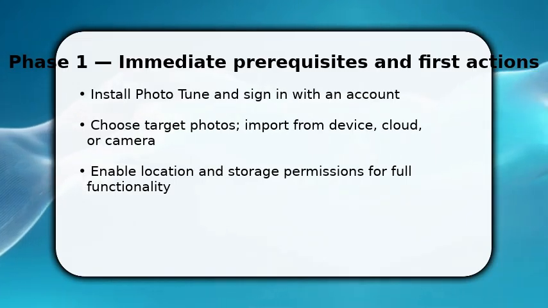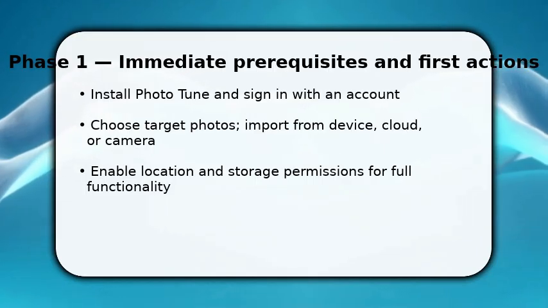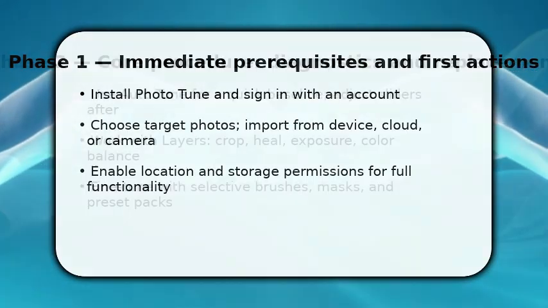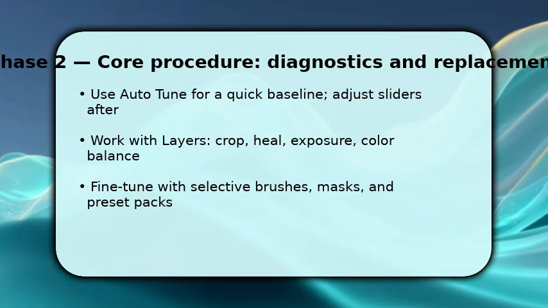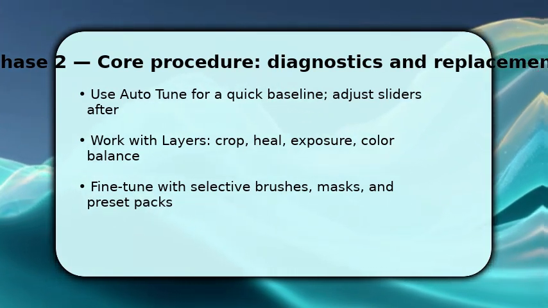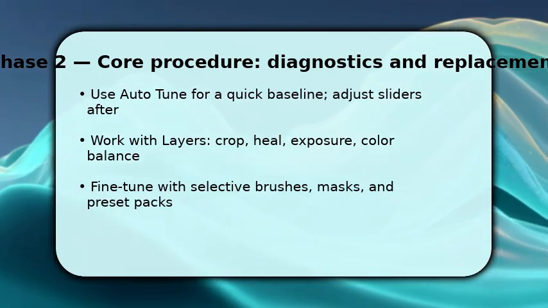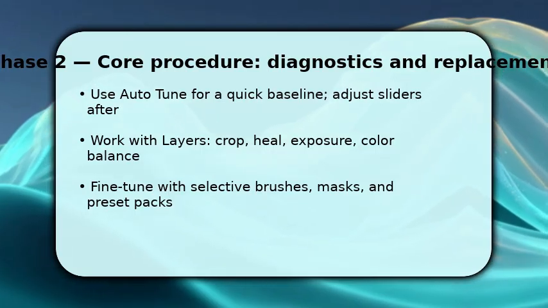Now, confirm the photo sequence and decide whether you want batch edits or a single precise tune. Then move to Adjustments. Start with Auto-Tune to get a clean baseline, then manually tweak exposure, contrast, and white balance to suit the scene. Use layers to separate edits. For example, one layer for skin smoothing and another for background color.